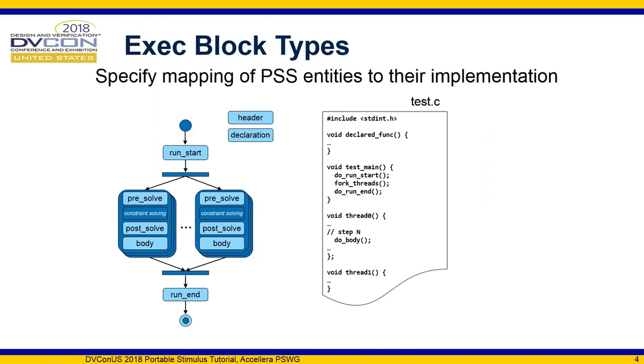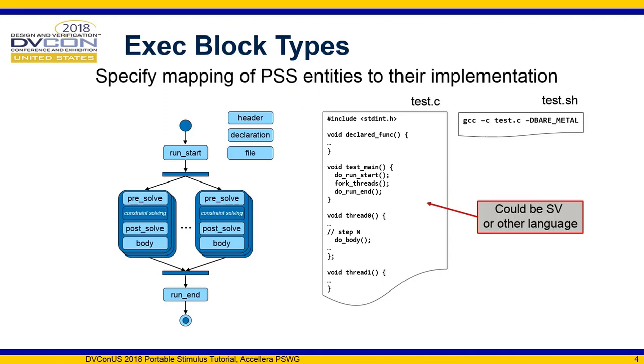And then finally, we have one more exec block type that's called a file exec block. This gives us an opportunity to have the portable stimulus model kick out a secondary file, maybe a shell script or a makefile or some other batch file that you use for your execution system, and so on. So there are multiple ways of generating outputs.